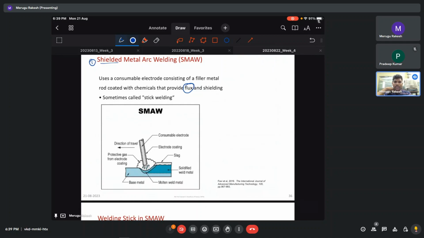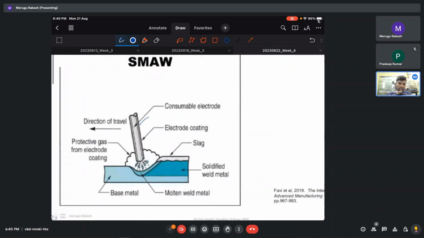Wherever the buildings that we see in nearby places are constructed, this is practically the welding used. You see that they have some holder to hold the electrode and then they do the welding. These electrodes are called sticks, so you can also call it stick welding.